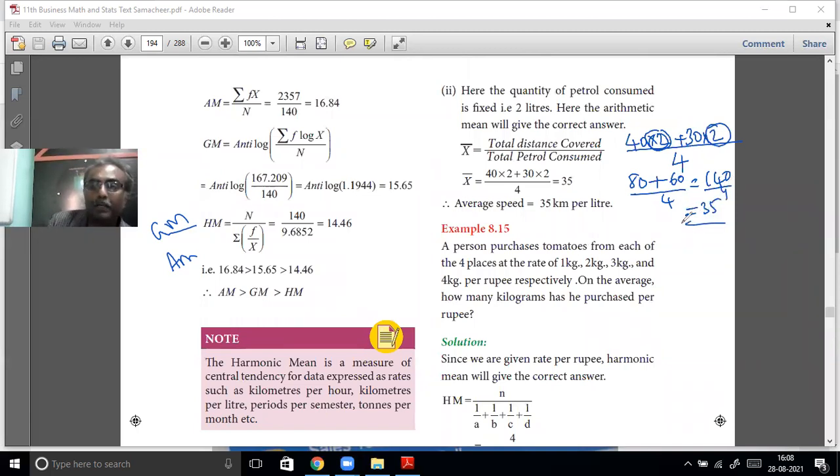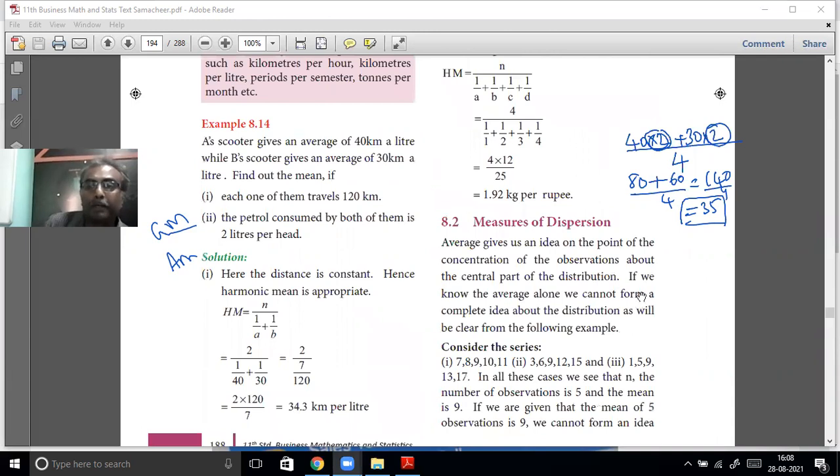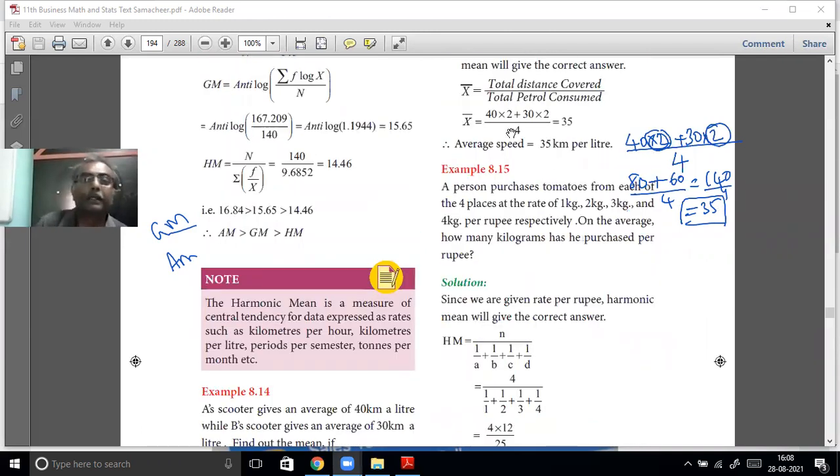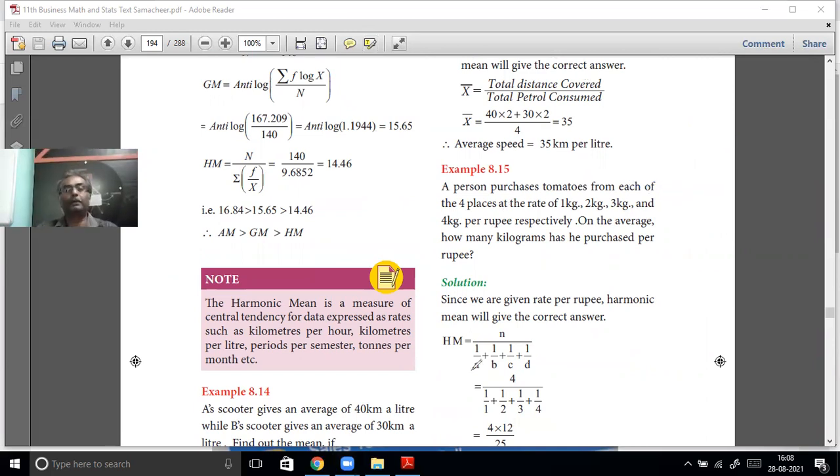Arithmetic mean will always be greater than harmonic mean. That's why when we calculated harmonic mean, it came to 34.3. When you calculate arithmetic mean, it should come greater. It's 35. So why this example 8.14? For you to differentiate where to use harmonic mean and where to use arithmetic mean. All right. Now let us go to example 8.15.